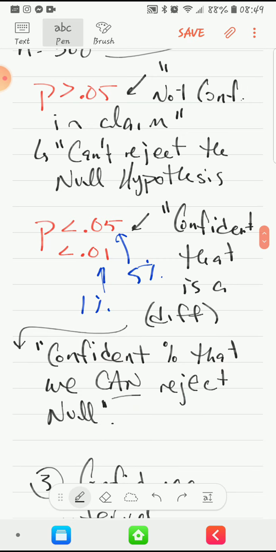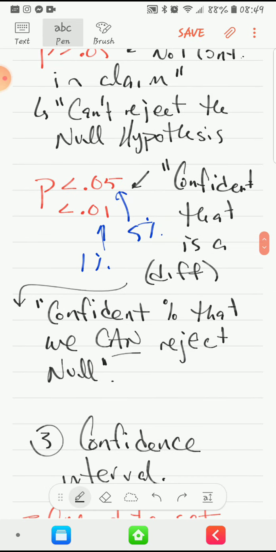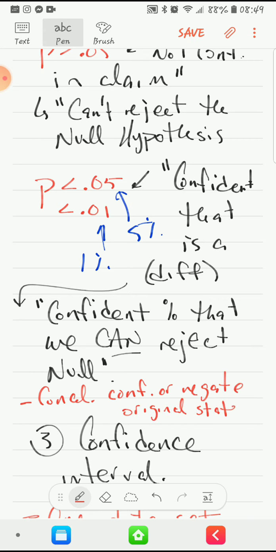Then you're going to have the conclusion way. The conclusion is going to confirm or negate the original statement. So the statement was, this journal says that the more you eat, the blah, blah, blah. And so your conclusion will be, yes, the more you eat, the blah, blah, blah, or we cannot conclude that the more you eat, the blah, blah, blah. That's how you would make it as a conclusion.